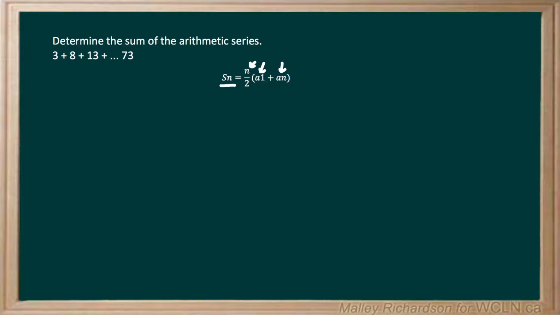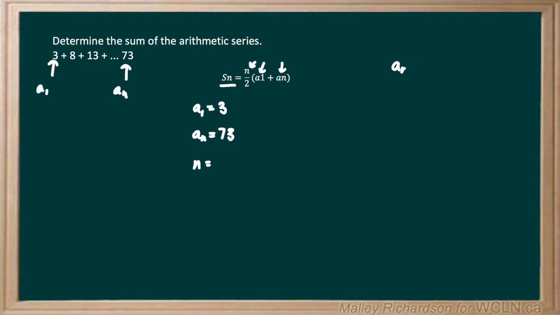We know that a1 is the first term in our series, so that means 3 is going to be our a1. We know that a of n is the last term in our series, so 73 is going to be a of n. Now all we need is n. Well, as we can see from our given series above, we don't know what n is, so therefore we're going to have to solve for n using our arithmetic sequence formula.